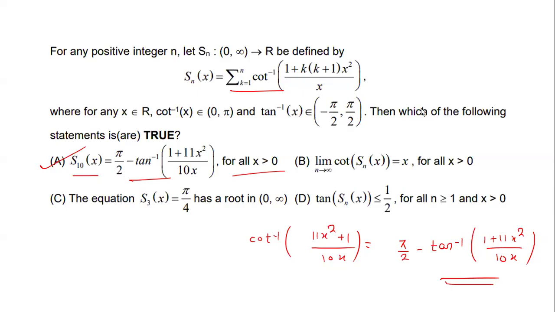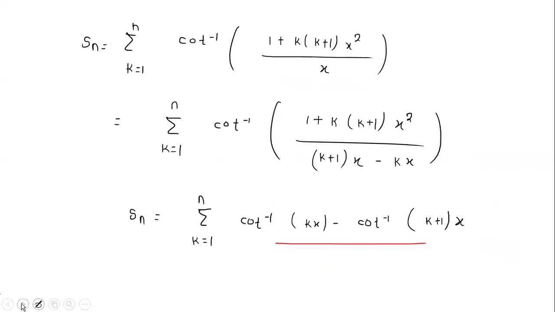So now let's move to the second option. In the second option, it is given that this part of this Snx, where the limit goes n tending to infinity, and we have to tell whether this is equal to x or not for all x greater than 0. So this is the thing. So let's see this.